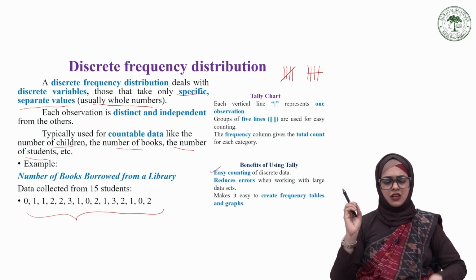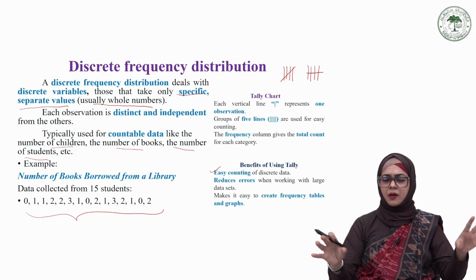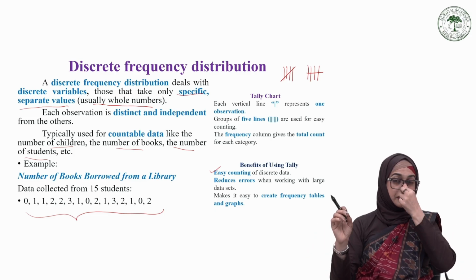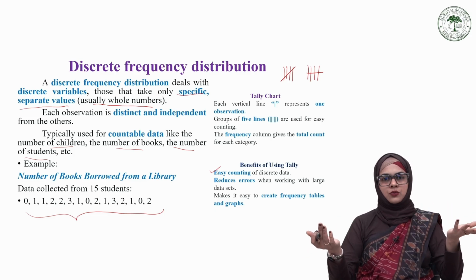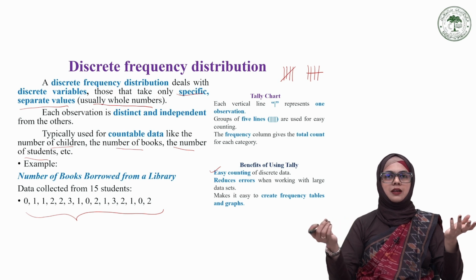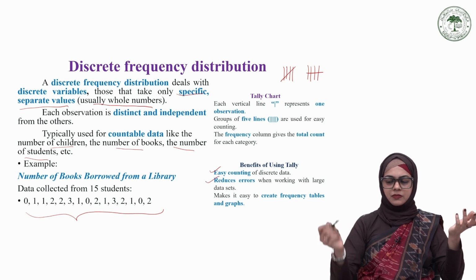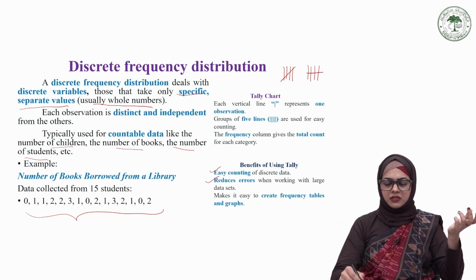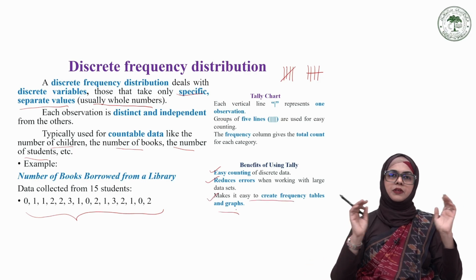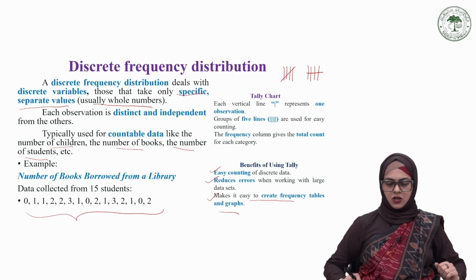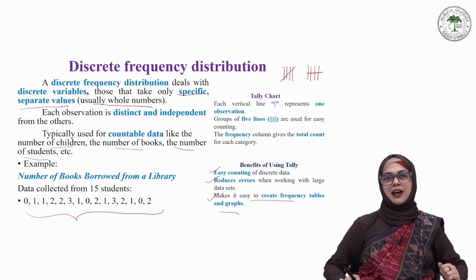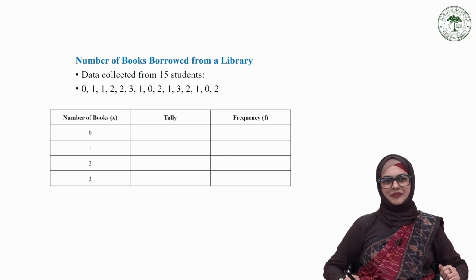Any data that is very discrete, in the form of whole numbers, very specific and separate values, you can easily make a tally and easily count. It reduces errors when working, and it makes it so easy to create frequency tables and graphs based on tally. So let's have a hands-on experience on making tally.